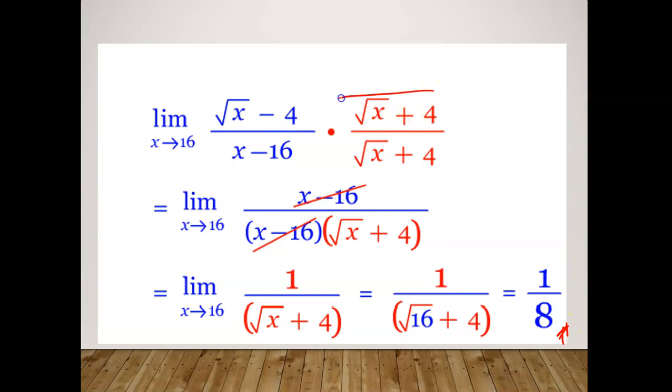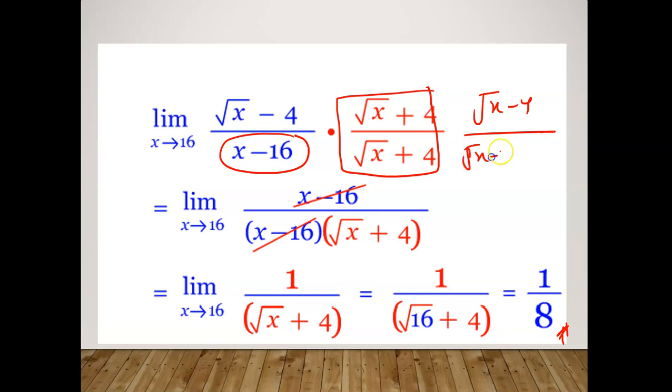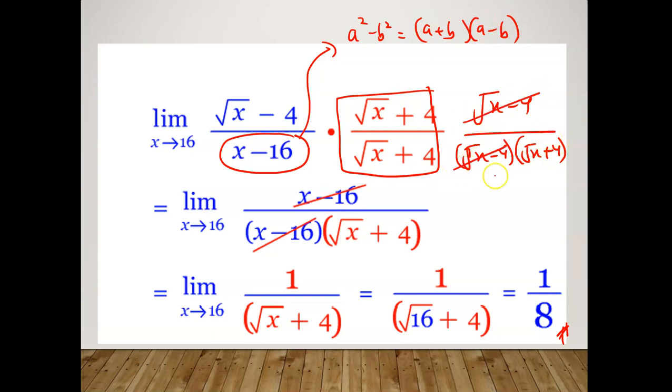Okay, so what if you multiply with this one, we change to (√x - 4) over (√x - 4), (√x + 4). This one we follow a² - b², we can change to this form, (a + b)(a - b). So same thing, this one also you can cancel out. So you are left with only the limit of x approaching 16, 1 over √x + 4. Same thing. Either one is fine, the final answer will be the same.